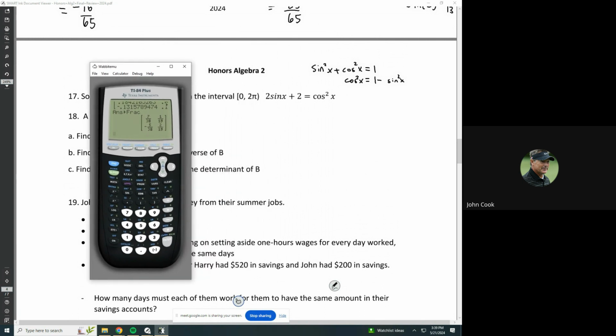So A inverse is equal to 7 over 38, 1 over 19, negative 5 over 38, and 2 over 19.